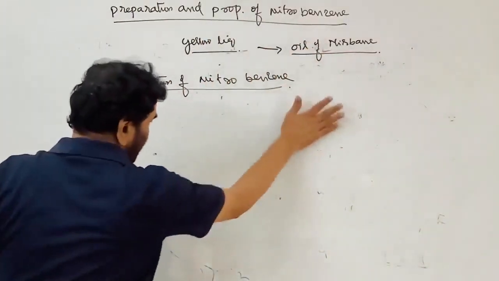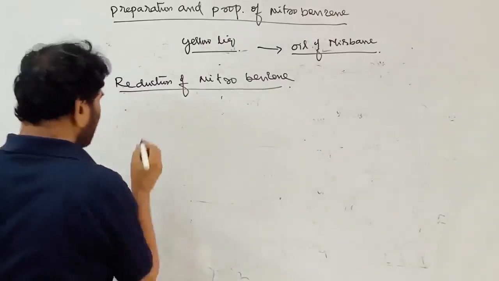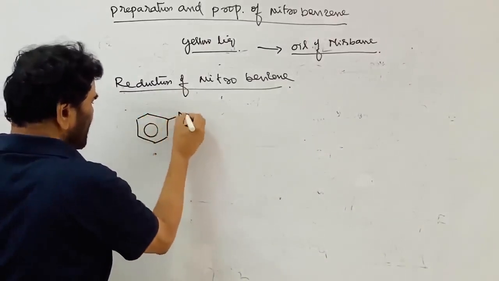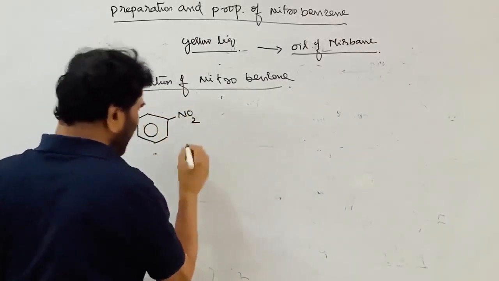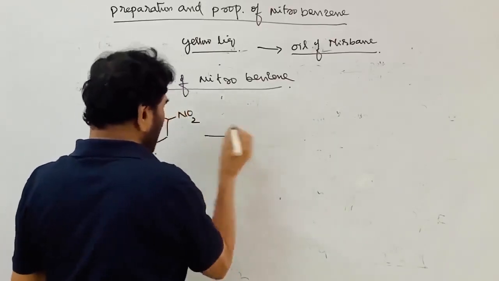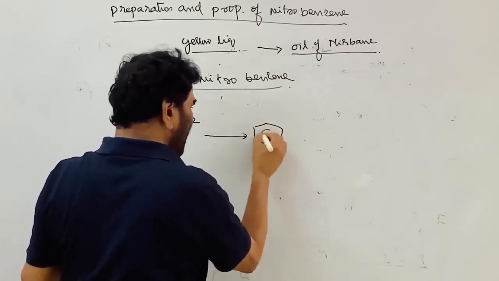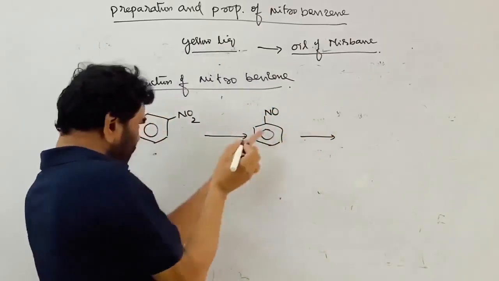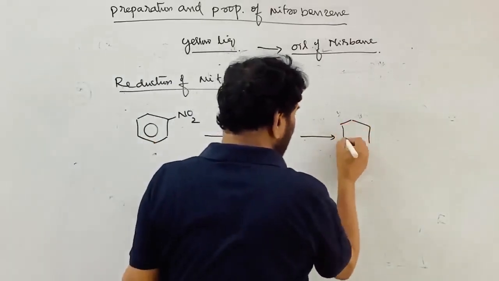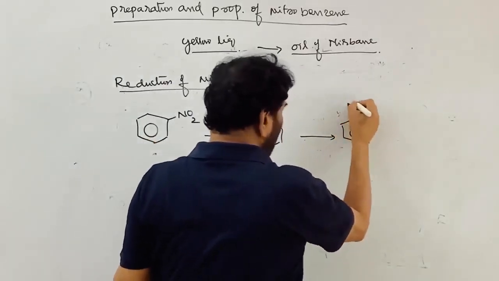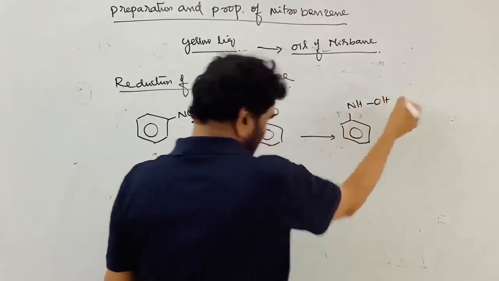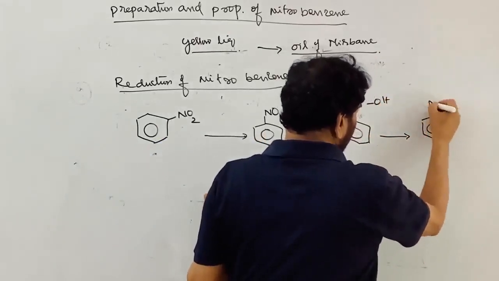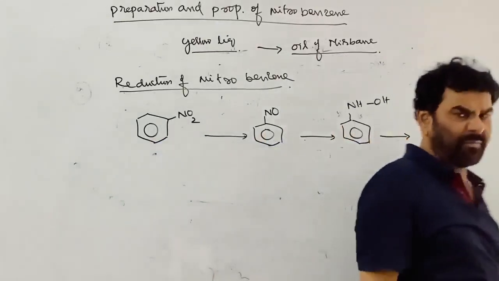Reduction of nitrobenzene: a variety of reduction products are formed. During the reduction, in the first step, it is converted into nitrosobenzene. Nitrosobenzene is further reduced to hydroxylamine, with further addition of hydrogen. This is finally converted into NH2. Aniline is the ultimate reduction product.